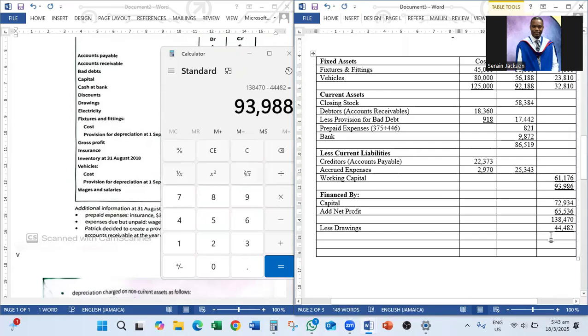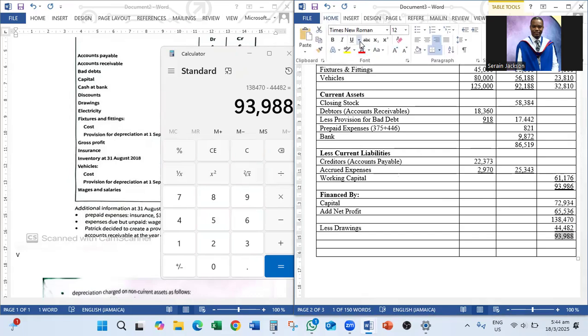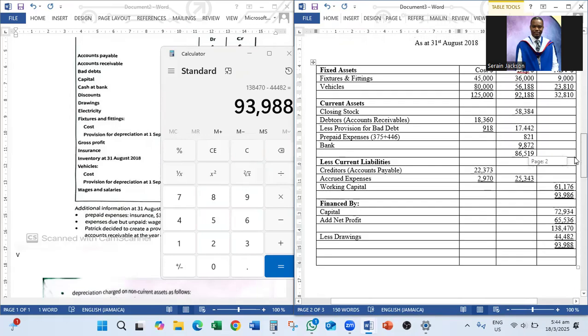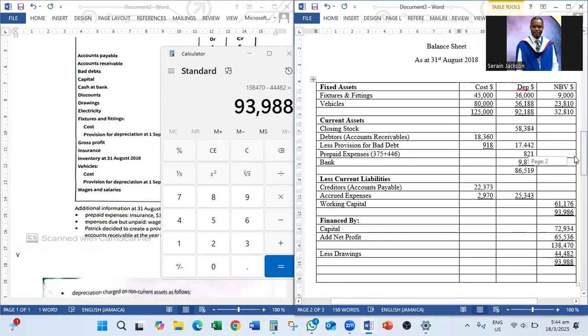So we have a case where we have 93,988. So we would be off by $2. We would have to search where that $2 would come from, but I have a feeling I know where that $2 came from.